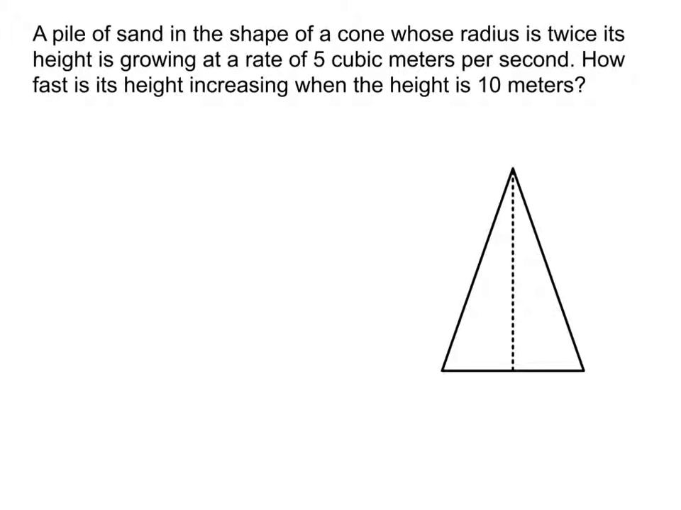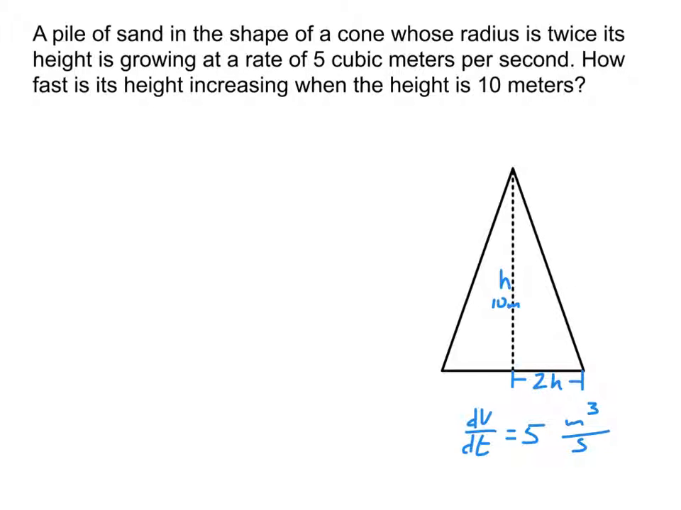Now, first thing you want to do is make a drawing. So I'm just making a basic drawing here of my cone from the side. I'm not trying to get too fancy. And I'm going to start labeling stuff. When I start labeling it, I didn't have a nice way to label what the volume was. So I just wrote down that dV over dt equals 5 cubic meters per second down here.